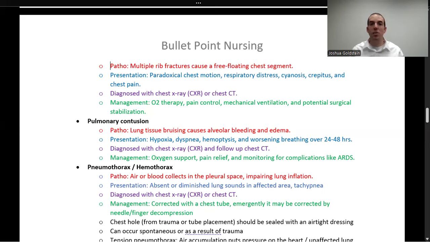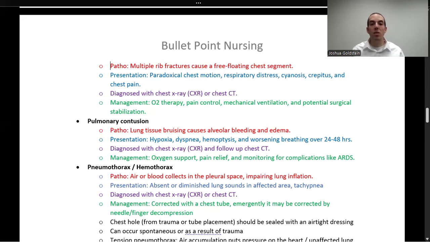How does it present? Hypoxia, because obviously anything to do with the lungs is going to have that hypoxia and dyspnea. Hemoptysis, which is coughing up blood because we just said it's blood vessels being popped in the lungs. And it can cause worsening bleeding over the next 24 to 48 hours. In most cases, especially the more mild cases, after that, it would start to improve on its own. This is diagnosed with a chest x-ray where we see a little bit of blood in places where we shouldn't, and we would follow up with a chest CT.